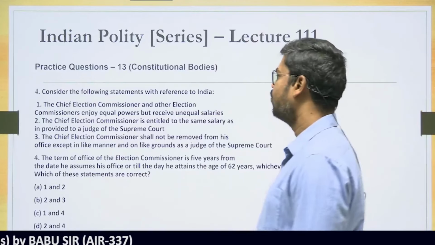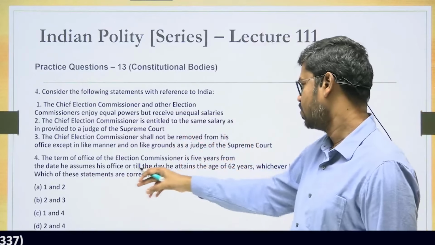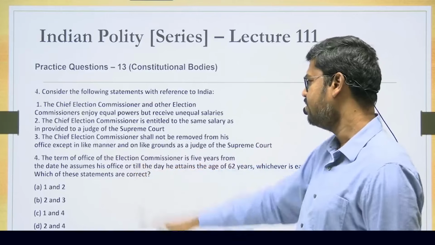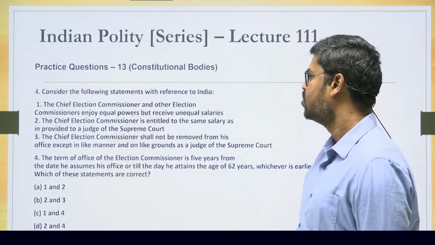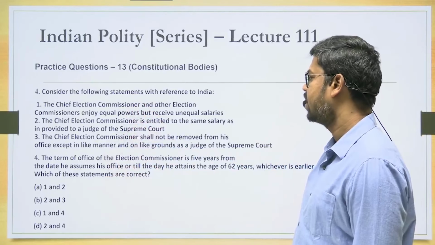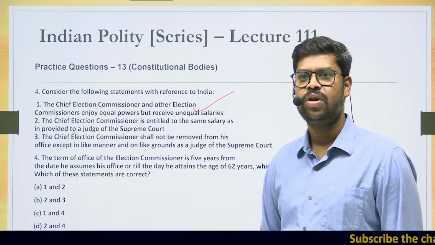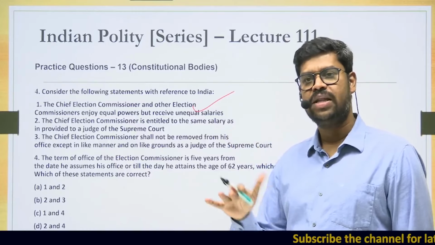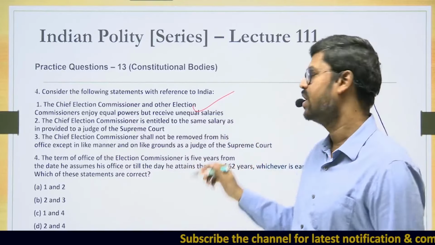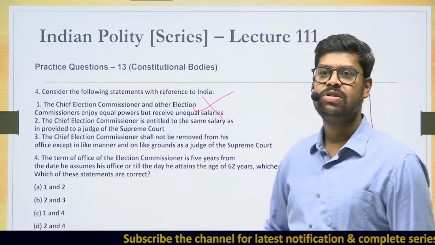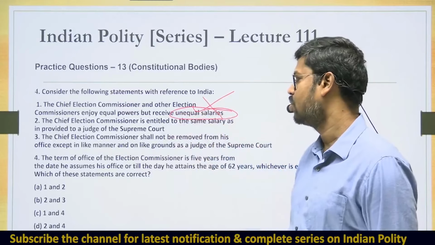Consider the following statements in India. So, the question is, which of the statements are correct among the given statements? Statement 1. The Chief Election Commissioner and the other election commissioners enjoy equal status but receive unequal salaries. Is it true? The Chief Election Commissioner and the election commissioners, they are equal in their status and they are also equal in terms of their salaries. So, here it is saying unequal salary is not the right thing. So, because of the unequal salary, here it is wrong.